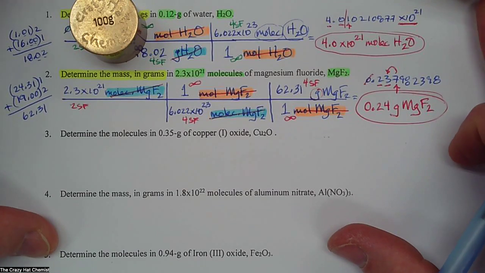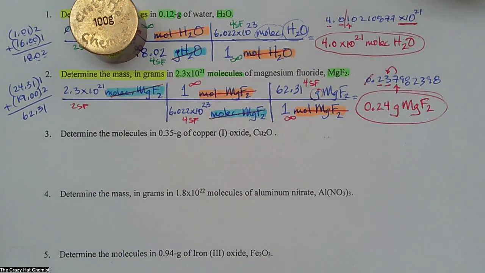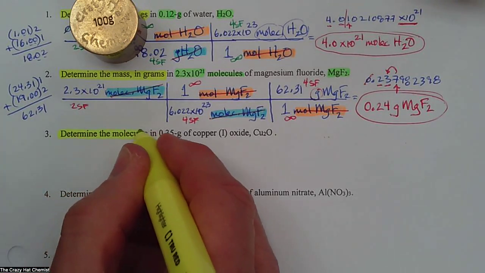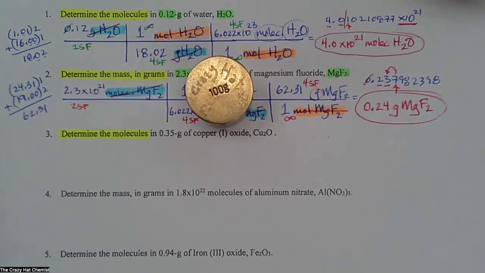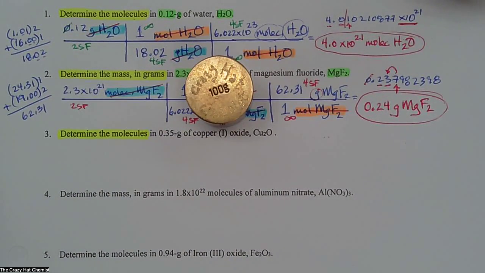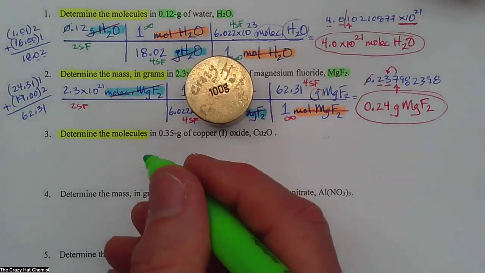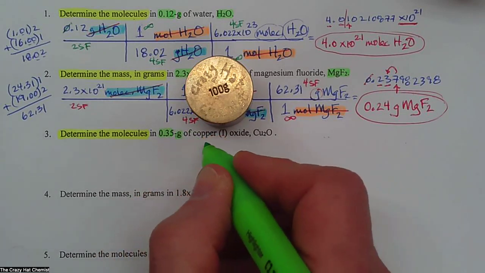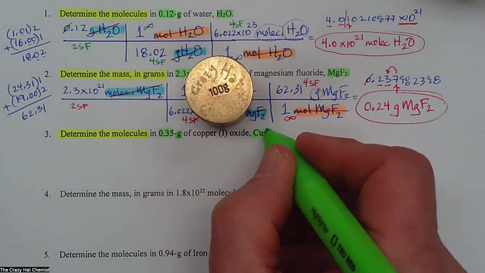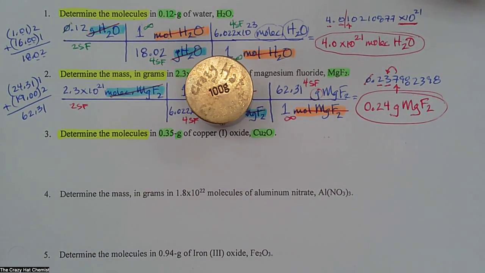Now, the next problem here is determine the molecules. So I'm going to highlight that, determine the molecules. I'm going to put this right over here so that we're just keeping it crazy. All right, determine the number of molecules in 0.35 grams of copper 1 oxide, that's Cu2O.